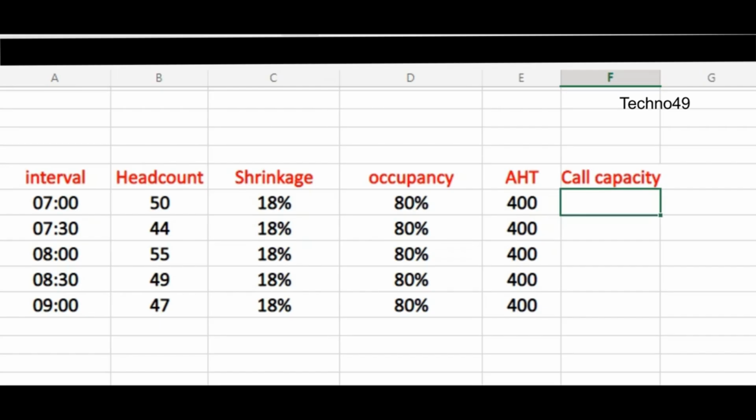I have taken interval 7:00, 7:30, 8:00. So I have taken the gap of 30 minutes. So that would be 1800 seconds. Head count, shrinkage, occupancy, AHT.